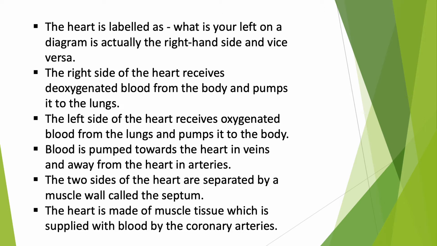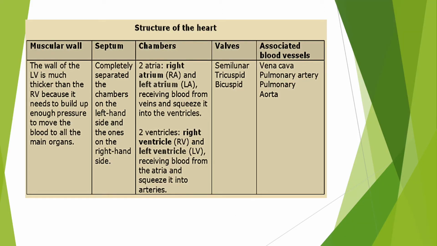Blood is pumped towards the heart in veins and away from the heart in arteries. The two sides of the heart are separated by a muscle wall called the septum. The heart is made up of muscle tissue which is supplied with blood by the coronary arteries. The table shown here describes the muscular wall, septum, chambers, valves, and associated blood vessels in brief.